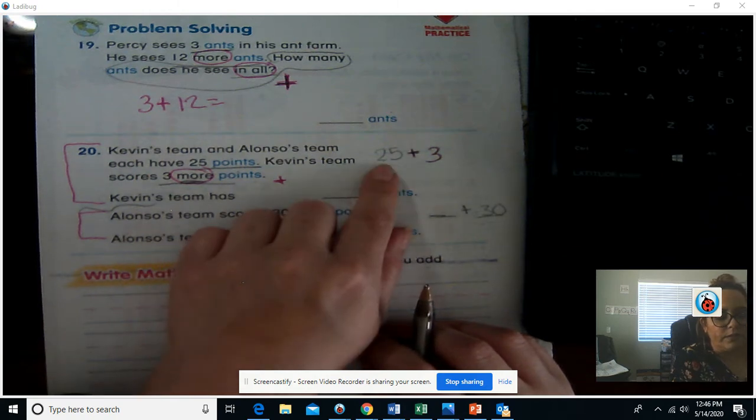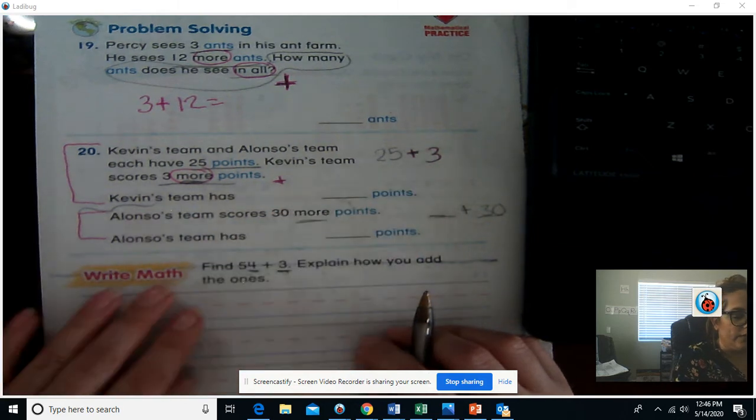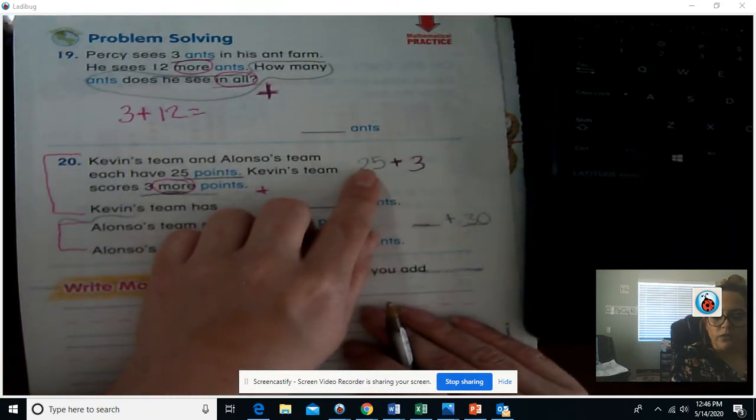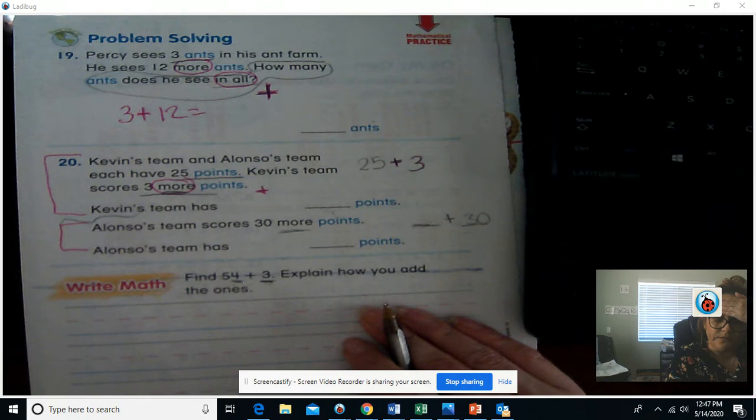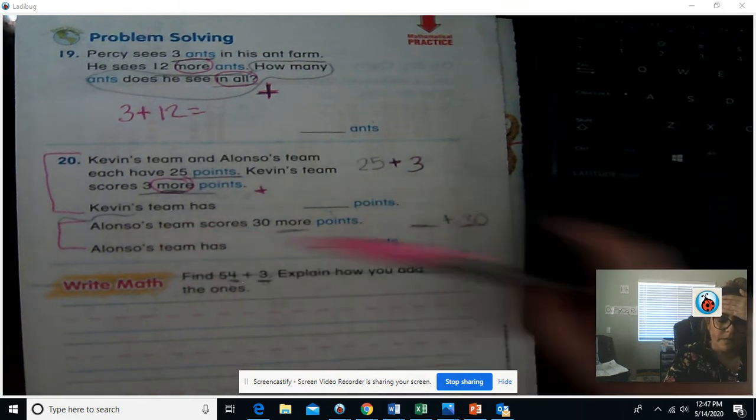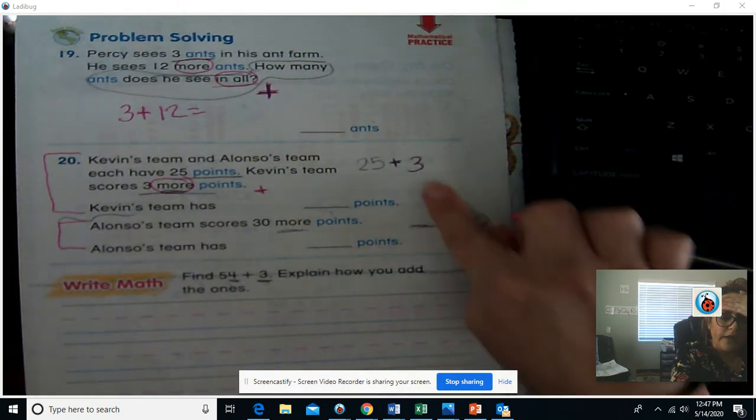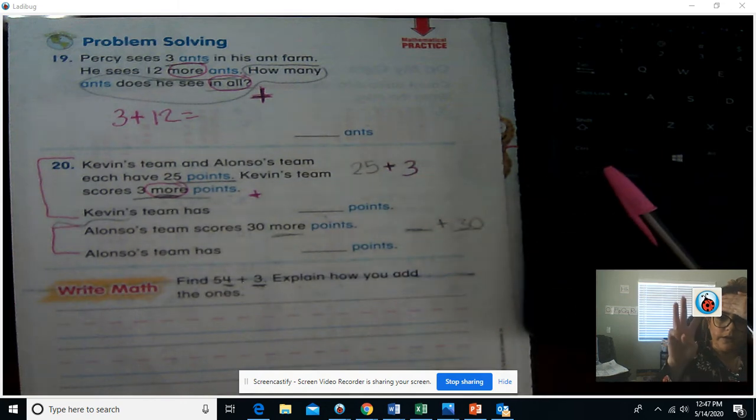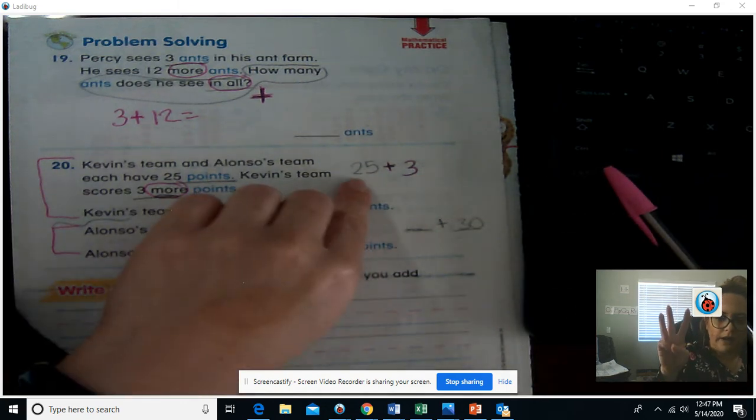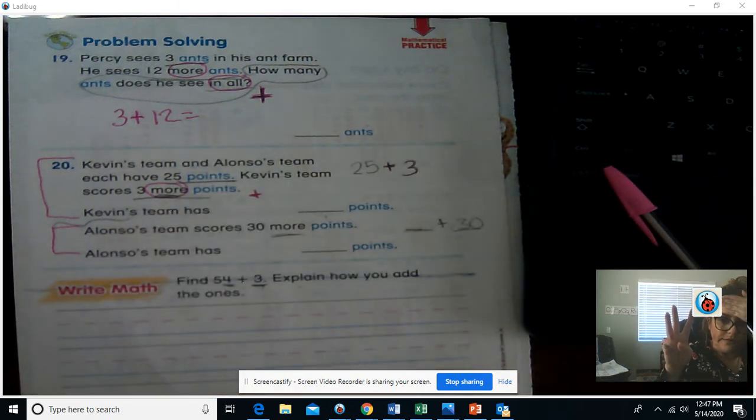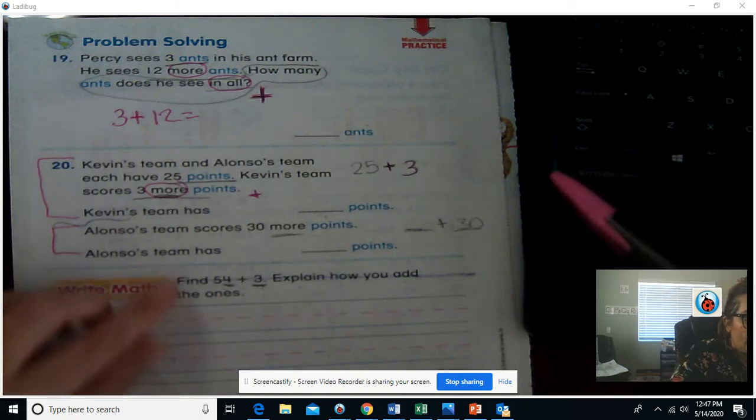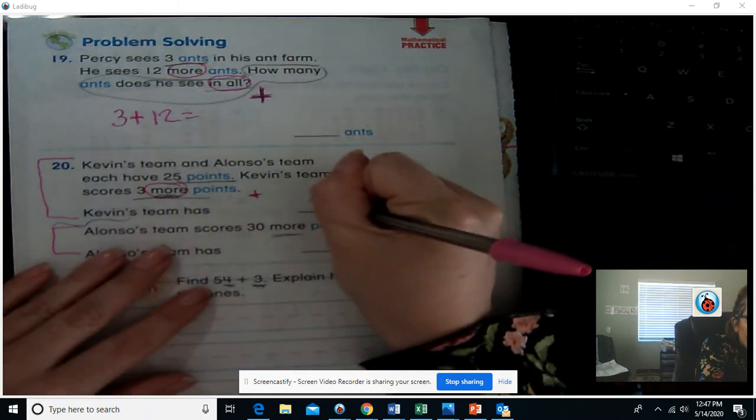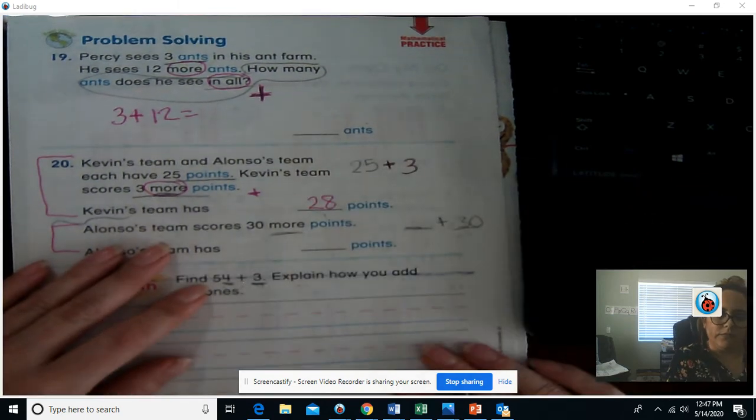25 plus 3. So again, there are 3 ways you can solve that. You can put 25 in your head. Take the big number and put it in your head. 25. And you're going to add 3. So put up 3 fingers. 25, 26, 27, 28. So Kevin's team has 28 points now. Okay.